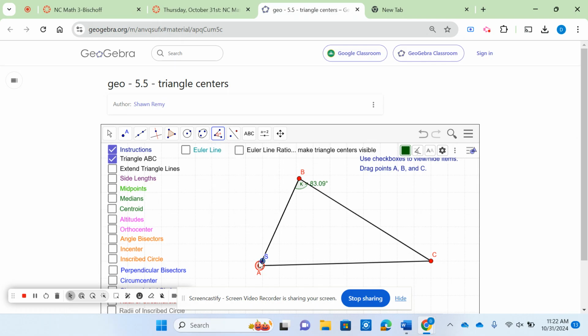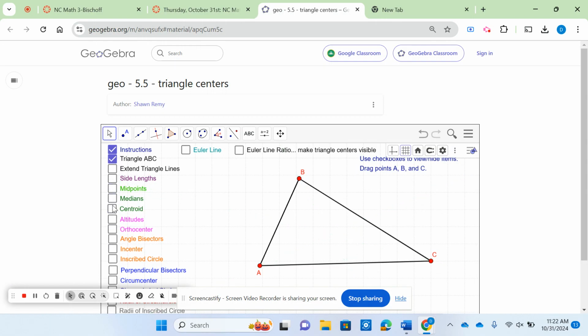So I can drag this vertex and it'll just let me move it around. Suppose that we want to focus on what those special centers of our triangle are. Remember, they're the centroid, which is created by the medians. So when I click the medians tool and the centroid tool, these are my medians. Remember that they go from the vertex to the midpoint. Those are my midpoints of all of my sides.